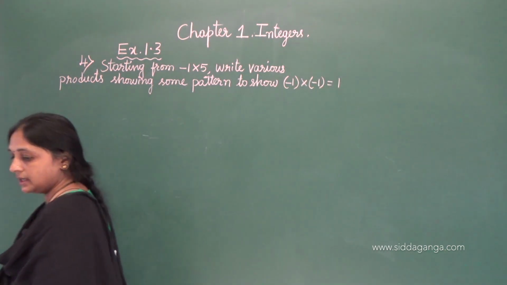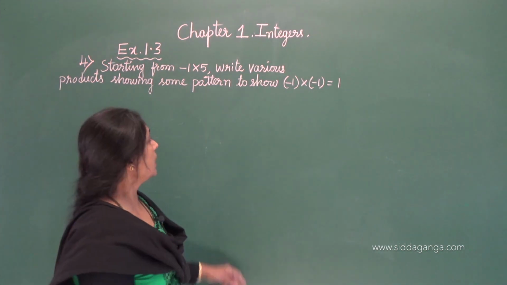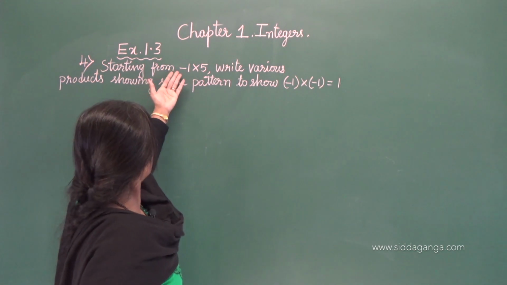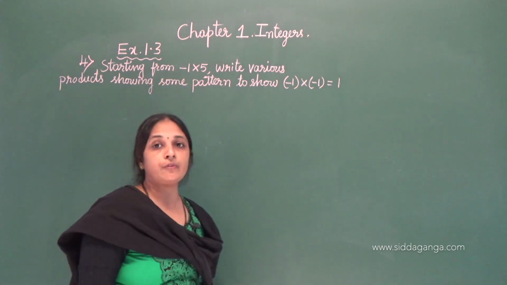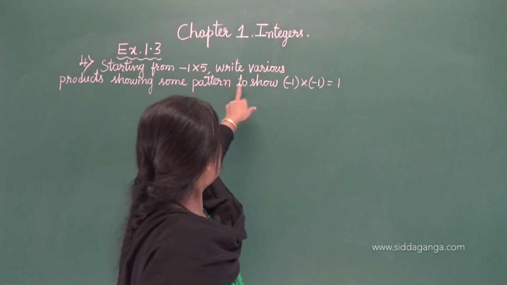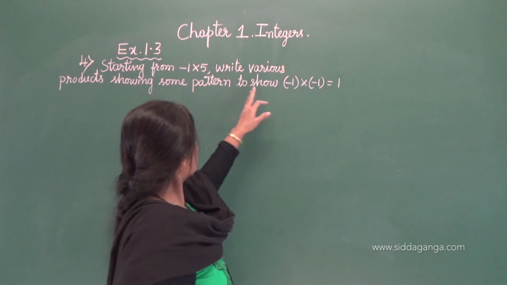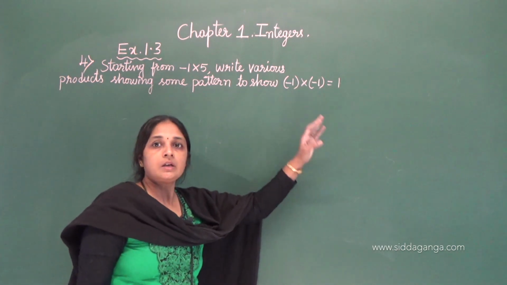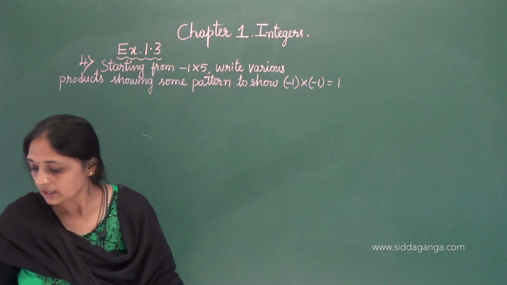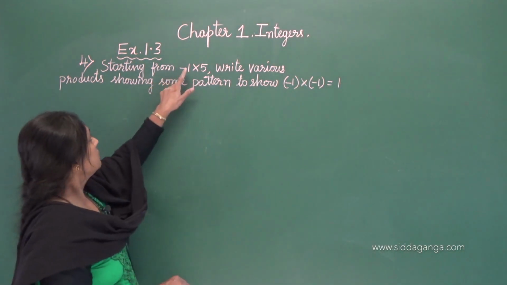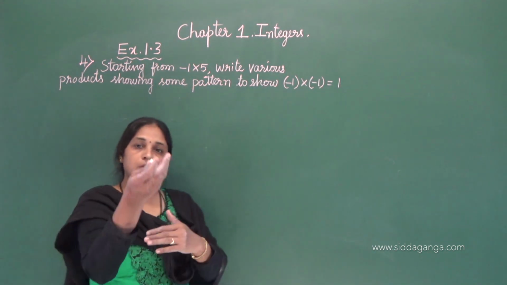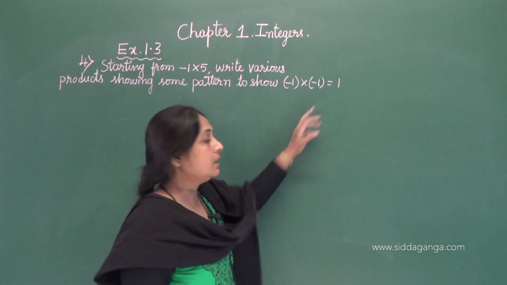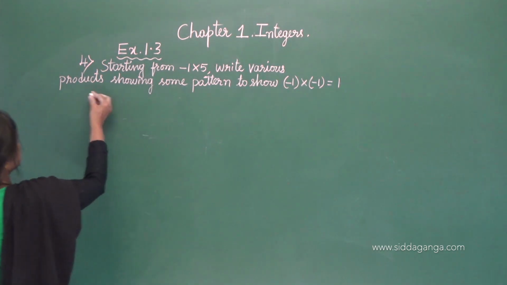Okay. So what they have given is we have to write the number starting from -1 into 5, giving various, that is the different patterns for every number. Okay. So given that -1 into 5, so we should come to +1. Okay. Then how can we write this?